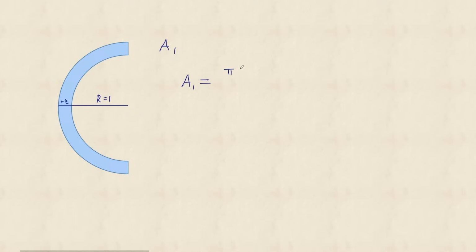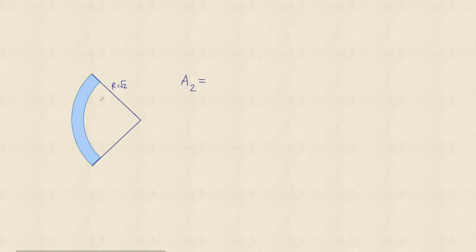So area 1 equals pi times (1 plus r) squared over 2 minus pi times 1 squared over 2. Now if we combine like terms and simplify it, we'll get pi times (1 plus 2r minus 1), everything over 2. So we'll keep it for now as is, area 1. Okay, now let's calculate the second area.